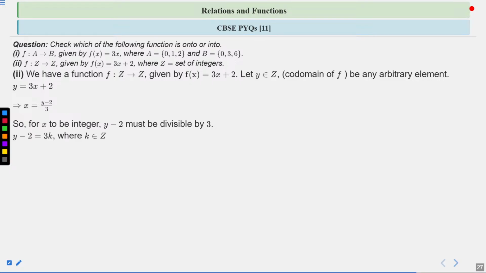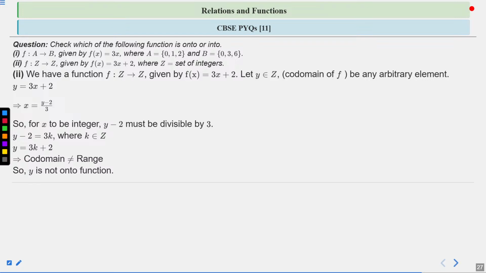So y minus 2 can be written as 3k, where k belongs to Z. So y can be written as 3k plus 2. Every number in the range set is basically of the form 3k plus 2. So codomain is not equal to range, because in the codomain it is the integers Z. Clear? So we can say that it is not an onto function.